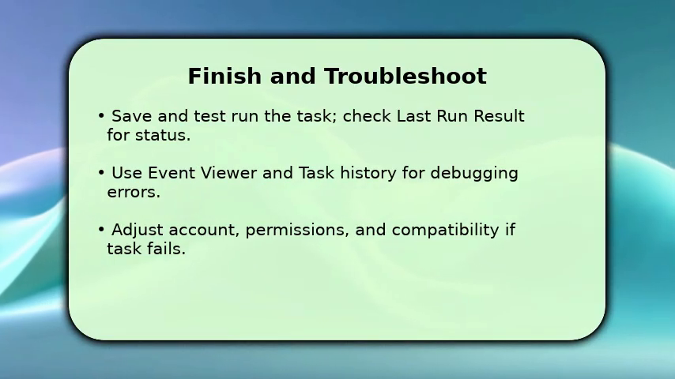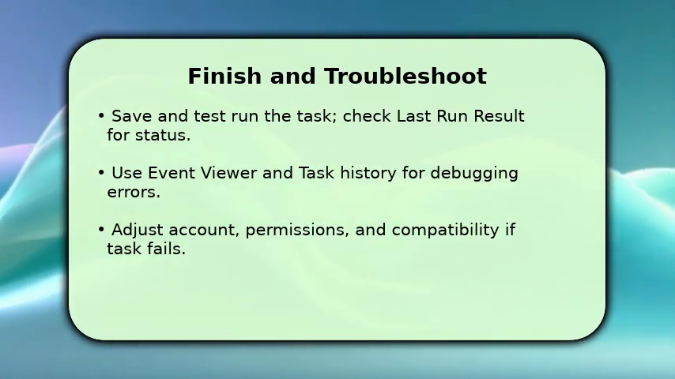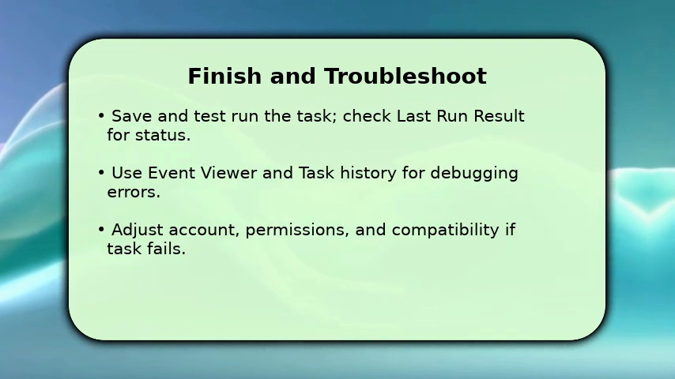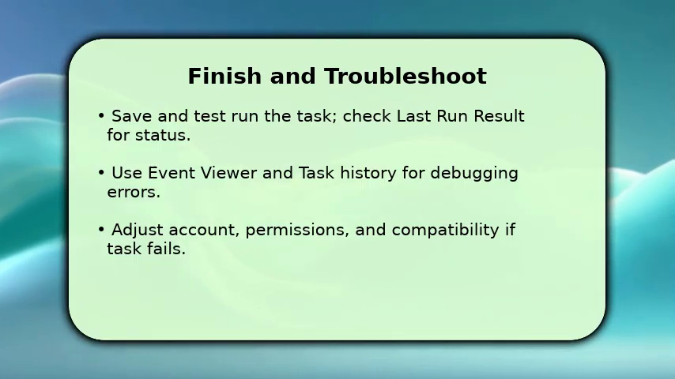After configuring, save the task and right-click to run it for an immediate check. Then inspect the Last Run Result and Last Run Time columns. If it fails, enable History or open Event Viewer to read the task engine and application logs to find errors.